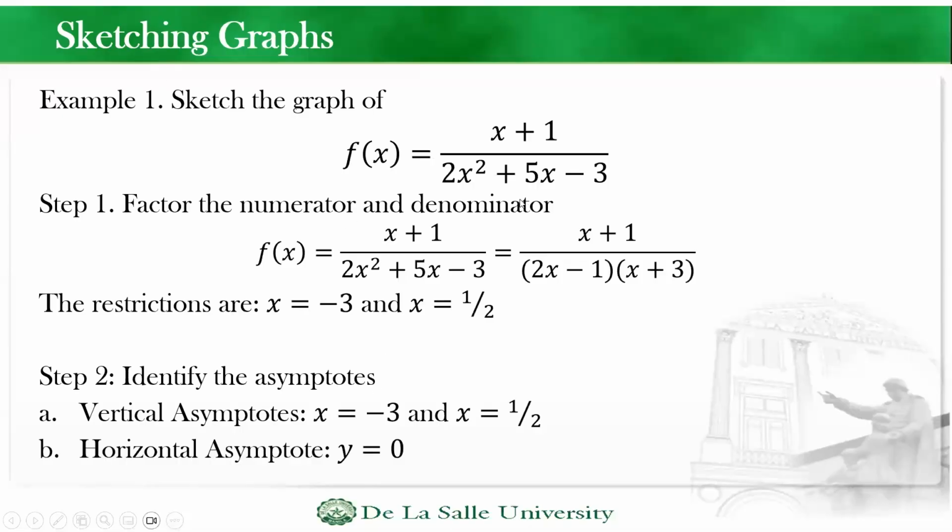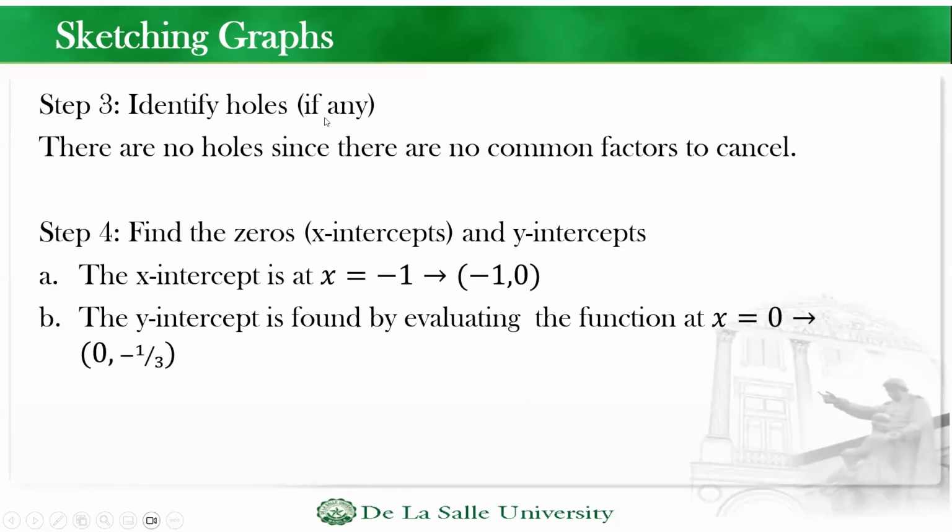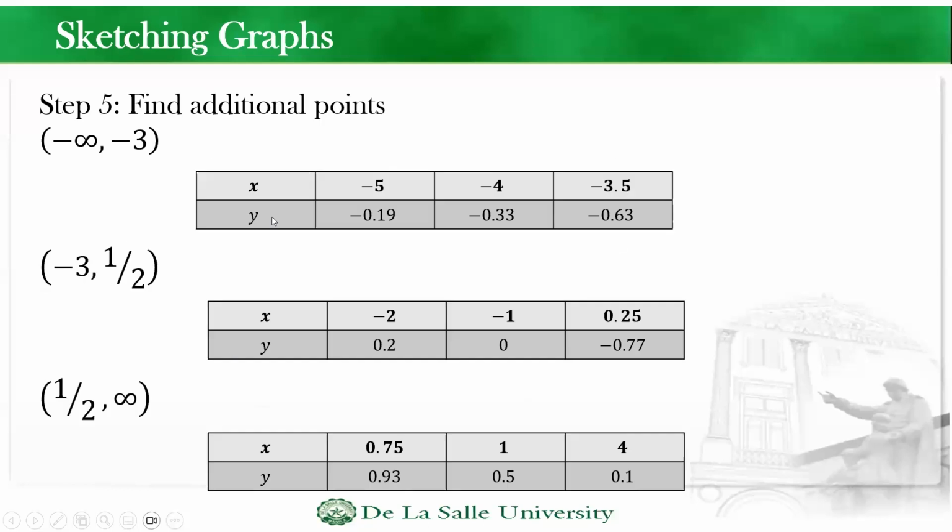In here, sketch the graph. It's exactly the same. It just shows the restrictions are 1/2 and -3. Identify the asymptotes. Those are already identified. Holes, if any, there are no holes because nothing was canceled. So the x-intercept was identified. The y-intercept is also identified.